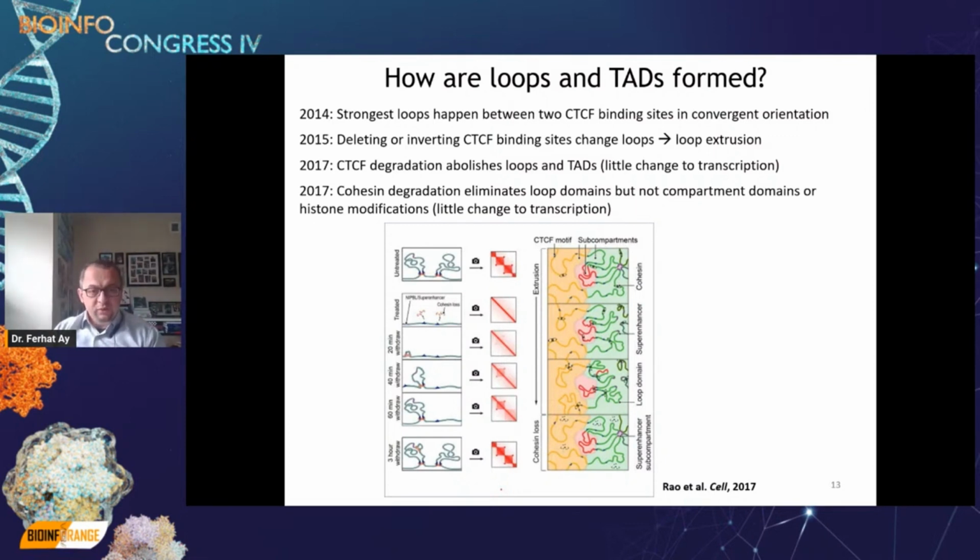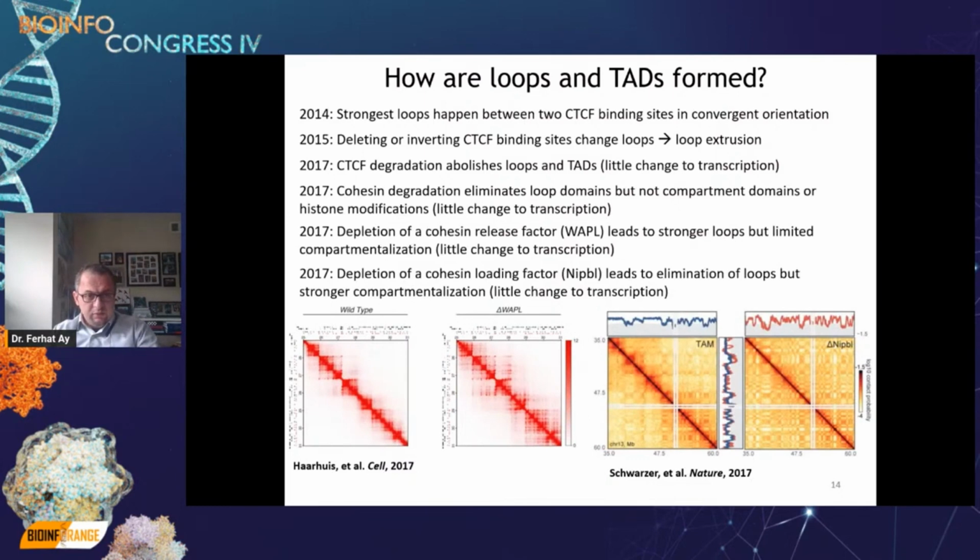In both cases, though, what has been puzzling to all of us in the field is that if this is so important, if all of these loops and domains are so important for gene regulation, then when you fiddle with the CTCF or cohesin, then you expect a lot of changes in the transcription too. But that's not the case. The changes to transcription have been very minimal. And there are reasons for that I will not go into today, but happy to discuss with you guys if anybody's curious.